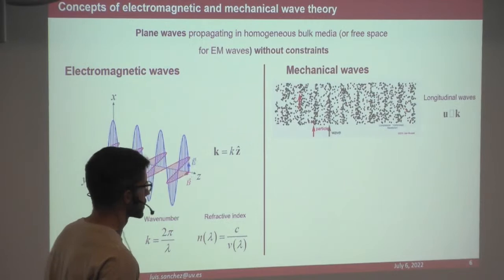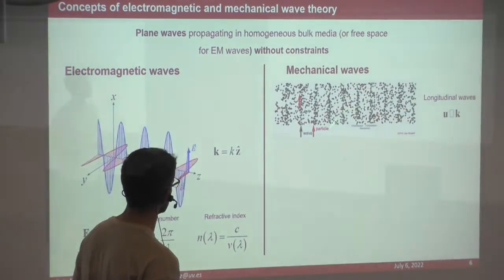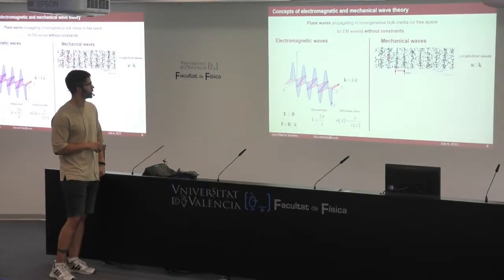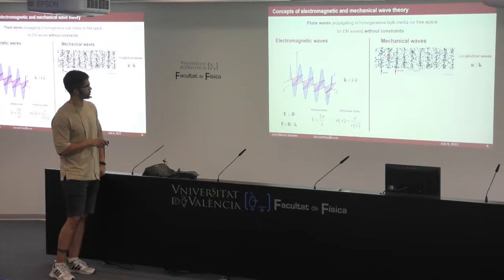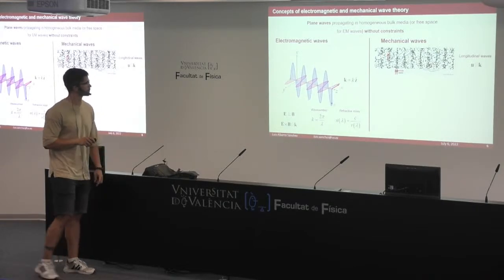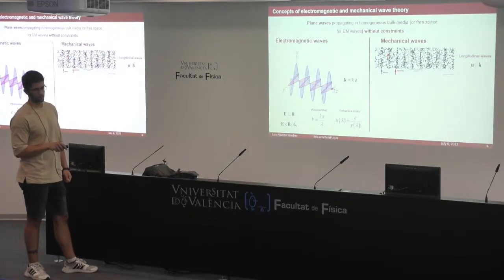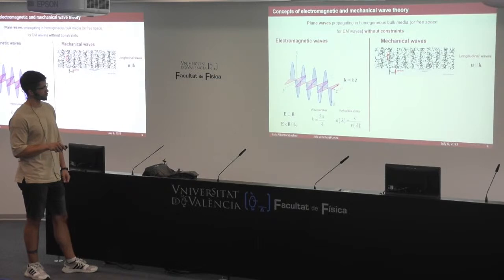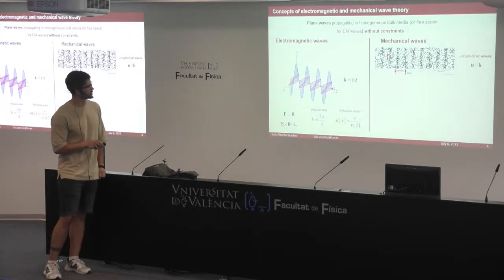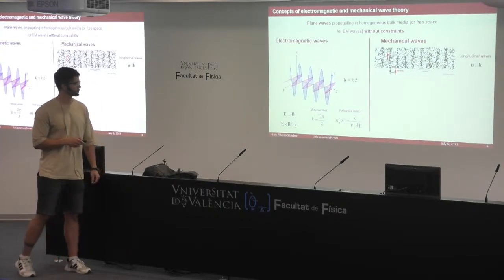For mechanical waves, we have, for example, longitudinal waves. In this case, U is the displacement field, as I told you before. You can think of U as an analogy to the electric and magnetic field. So this is the quantity that we are looking at. In this case, U should be a parallel symbol, because as you can see in this animation, U is in the same direction as the propagation direction of the mechanical wave.